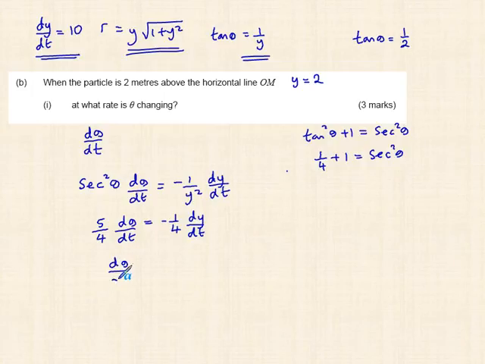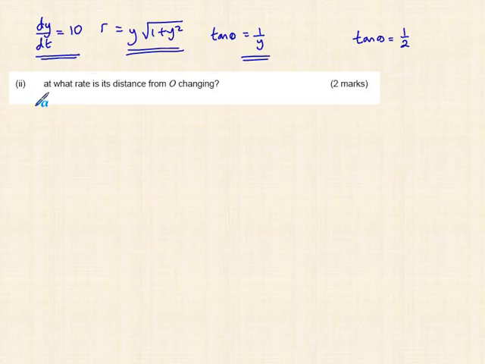So d theta/dt is going to be 4 over 5 times negative 1 quarter times 10. These 4's cancel. This cancels with this. So that's negative 2 radians per second. At what rate is its distance from O changing? So this time we want dr/dt.